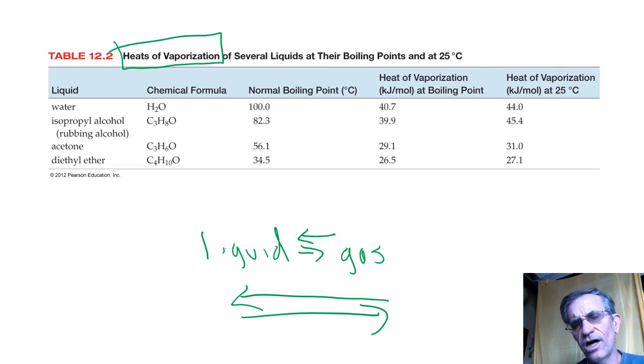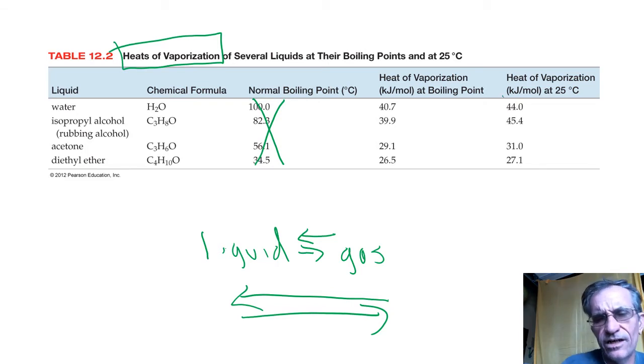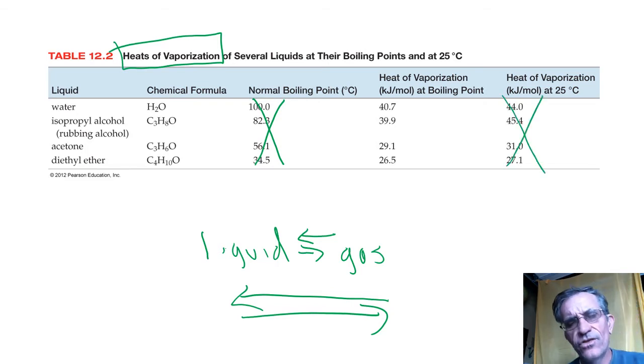Again, there's several columns here. The ones that we're going to focus in on is, we're not going to ever really use the boiling point. They just tell you when these things boil. So this column isn't going to be super helpful. And we're actually probably not going to use this column, at least not in this video. The one that we're going to use is the one where it says heat of vaporization at boiling point.